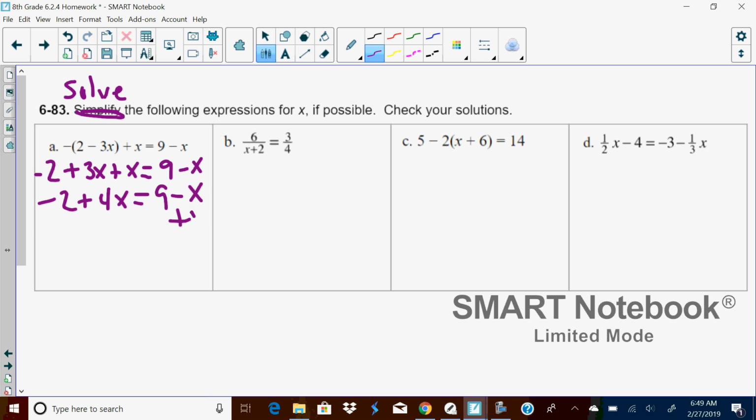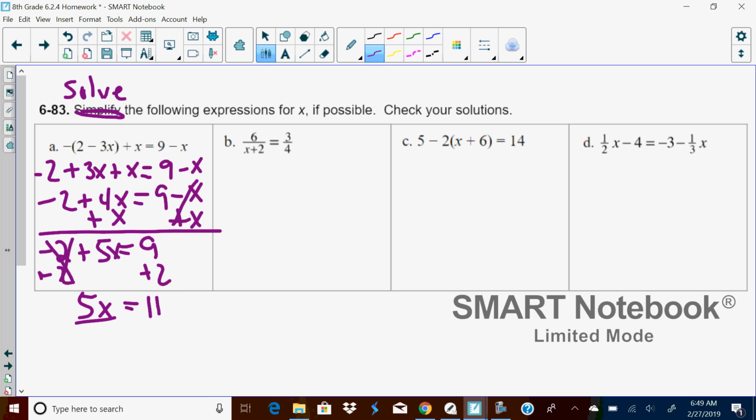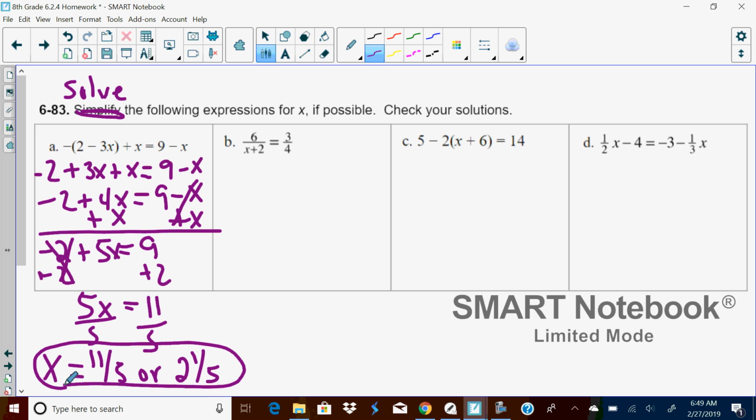So I'm going to add x. I'm going to add 2 to both sides. So I get 5x equals 11, and then I'm going to divide by 5. X equals 11 over 5, or 2 1/5. Leaving it as 11/5 is perfectly fine.